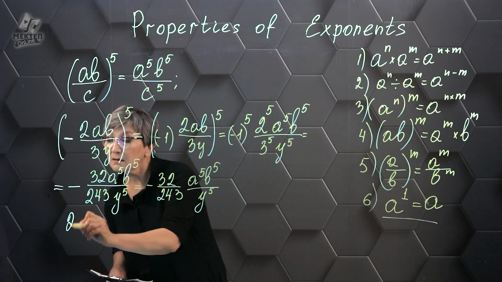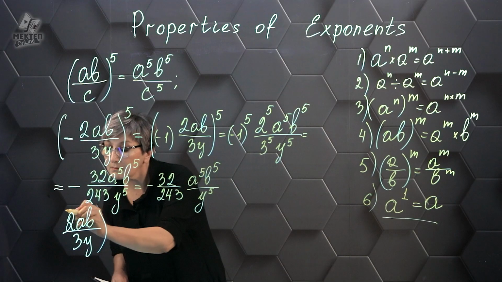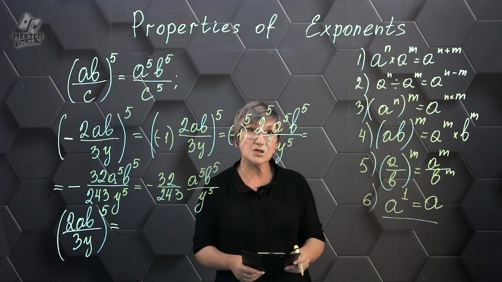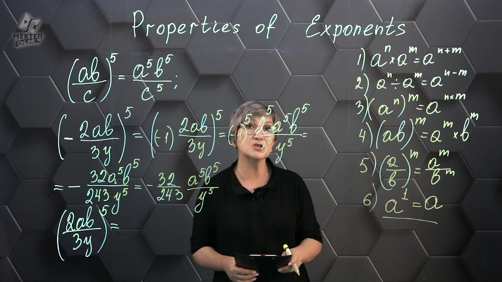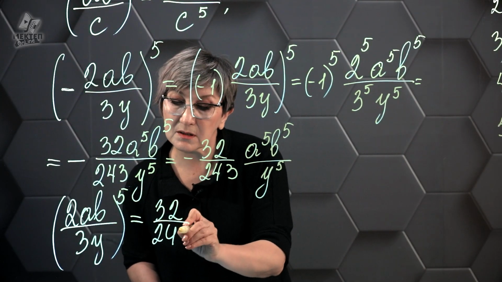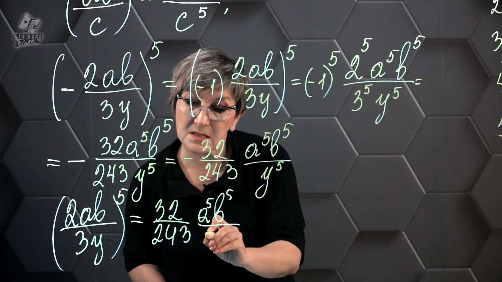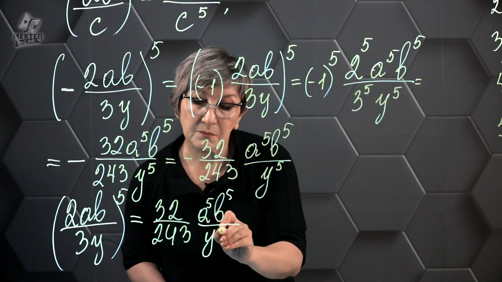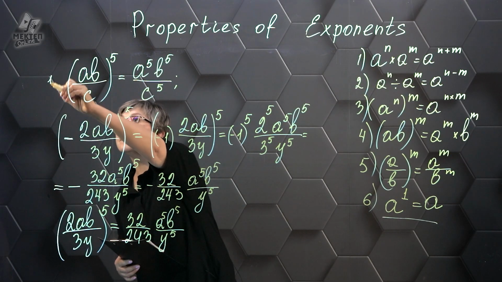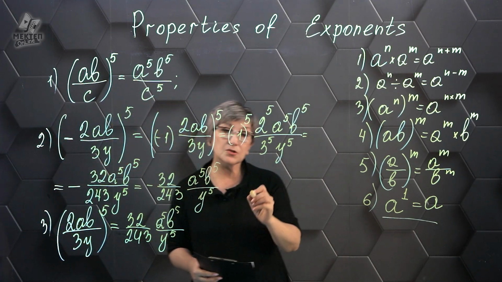If I have 2ab divided by 3u to the 5th power, the algorithm is the same, but the answer is a positive number. I will put 32 over 243, a to the 5th power, b to the 5th power divided by u to the 5th power. Let's solve another example. This is the first one, this is the second one, the third one, and one more example.